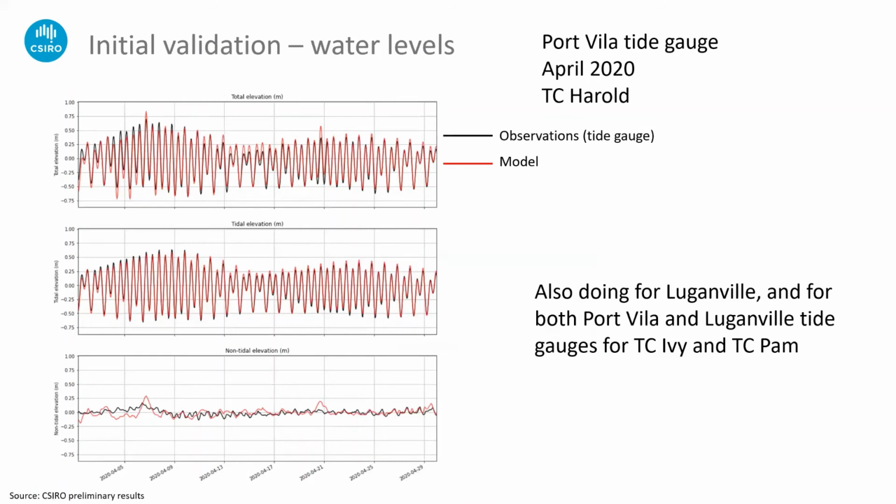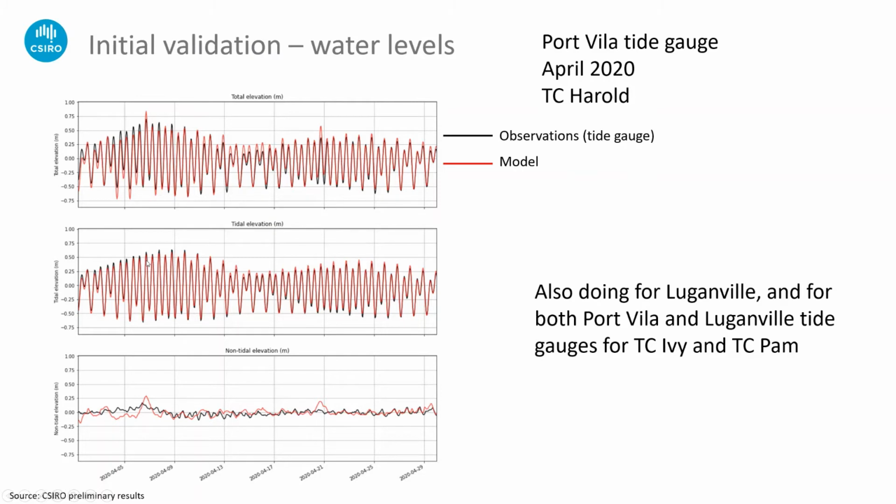So, initial validation. This is showing water levels for Port Vila at the tide gauge during April 2020, when Cyclone Harold came through. The black line is the observations from the tide gauge, and the red is our model simulations. The top panel is the total water level.